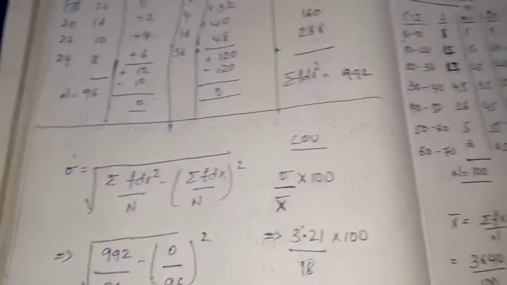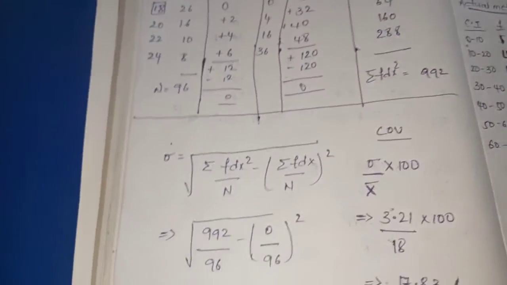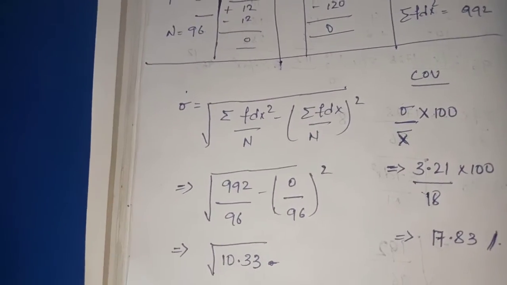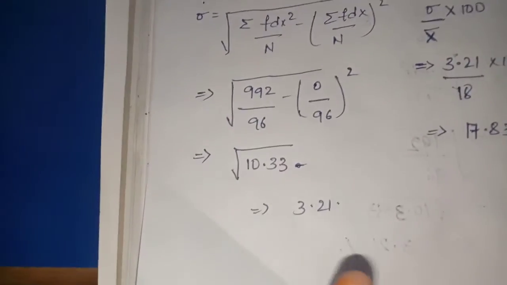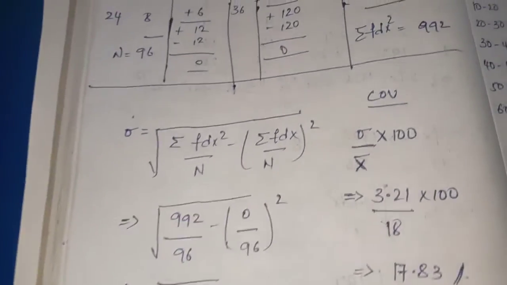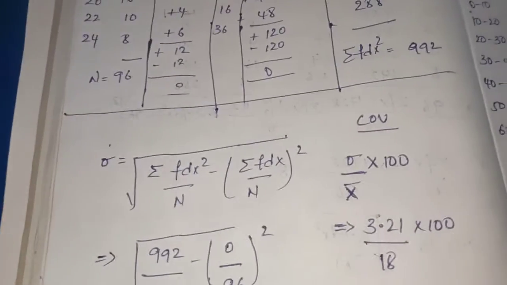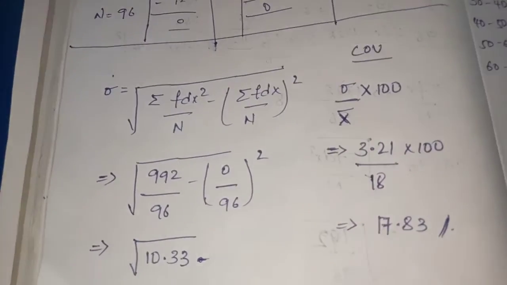Also we have to find out the coefficient of variance, and the formula is coefficient of variance equals standard deviation by x bar into 100. Now the standard deviation we get is 3.21 divided by x bar. X bar is 18, into 100, you will get 17.83.